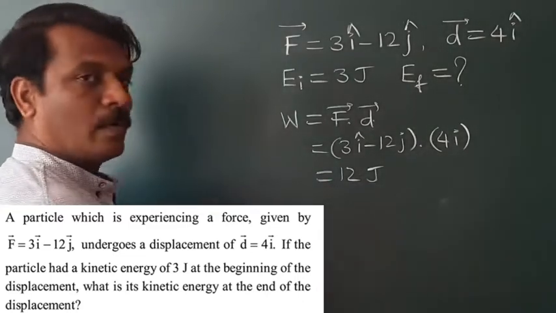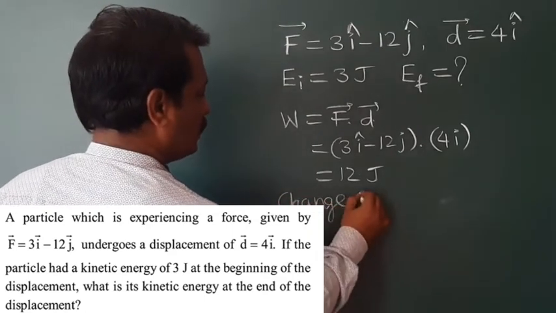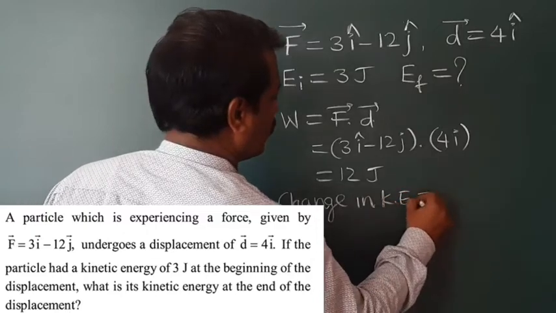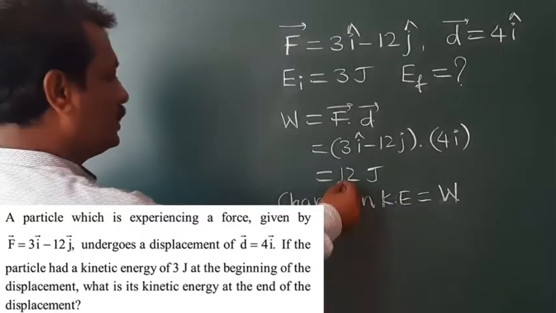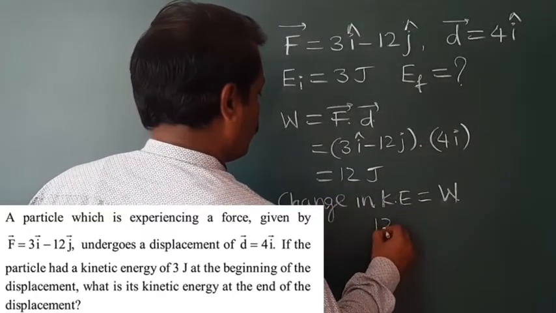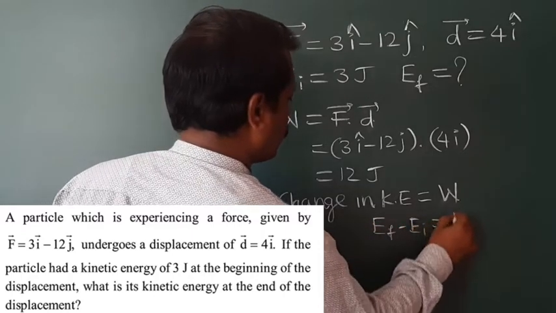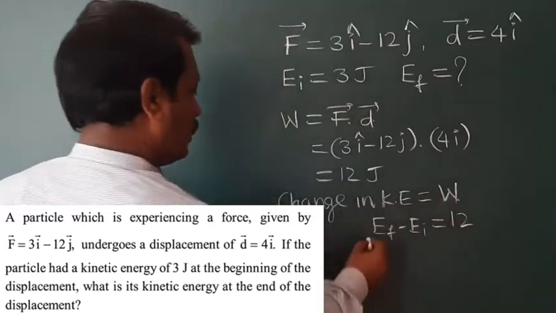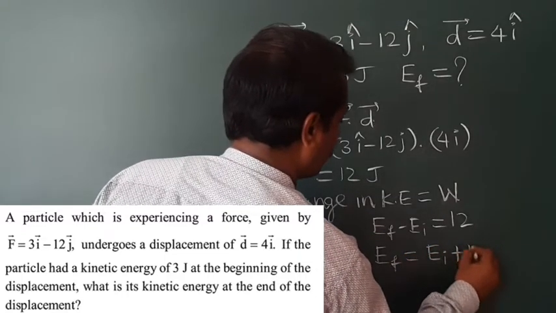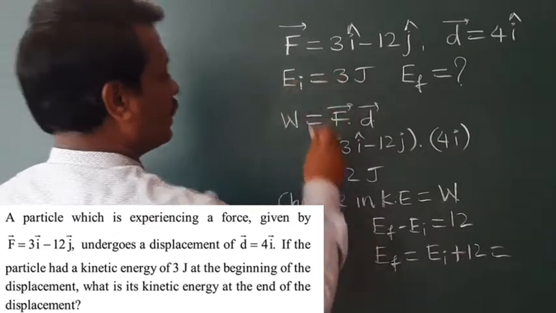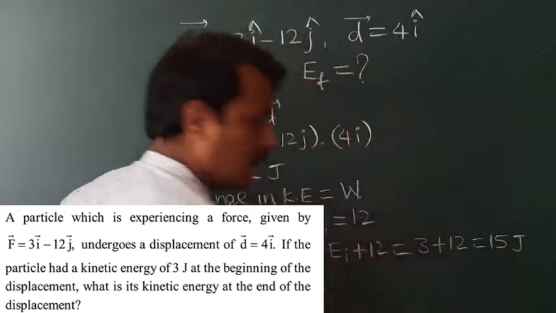Now according to the work energy theorem, change in kinetic energy is equal to work done. This is the work energy theorem. So here change in kinetic energy, EF minus EI, is equal to work done. Work done is 12. Therefore, final kinetic energy is equal to EI plus 12. So EI, initial kinetic energy, is 3 joule plus 12 joule, that is equal to 15 joule. This is the answer.